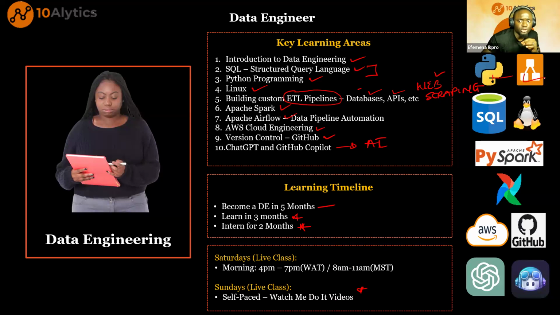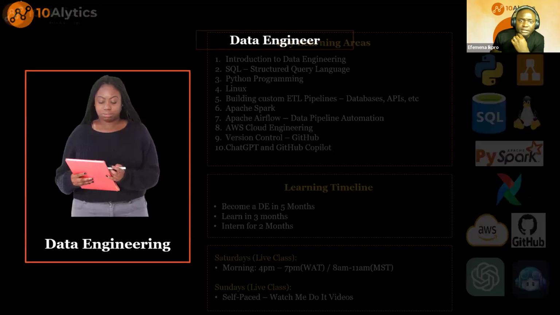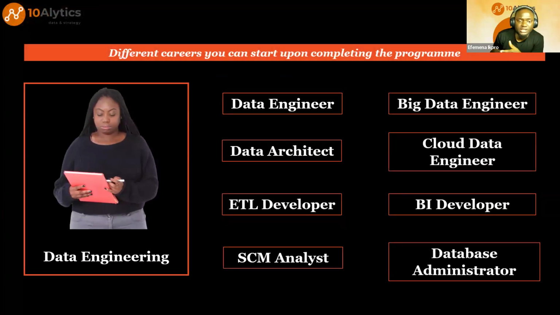You get to work with Draw.io for building your data models and all that. You get to work with SQL, Linux, Apache Spark, Apache Airflow, AWS Cloud Engineering, GitHub, AWS, and Copilot for coding and version control, respectively. All right, so that's the role of a data engineer, and there are different roles you can actually take on.